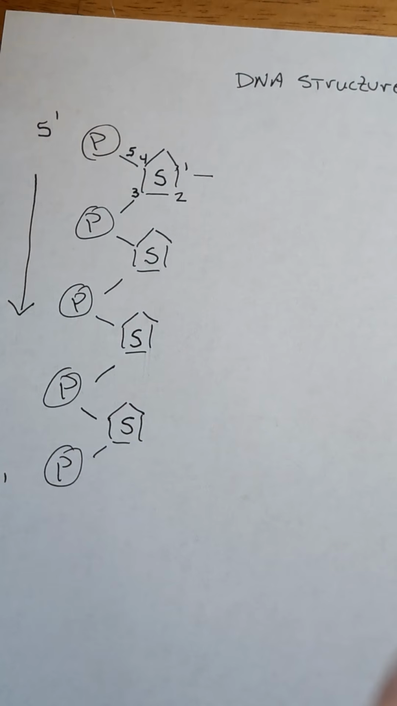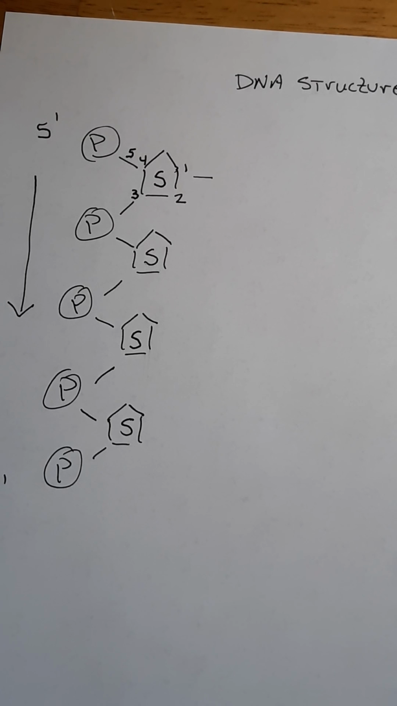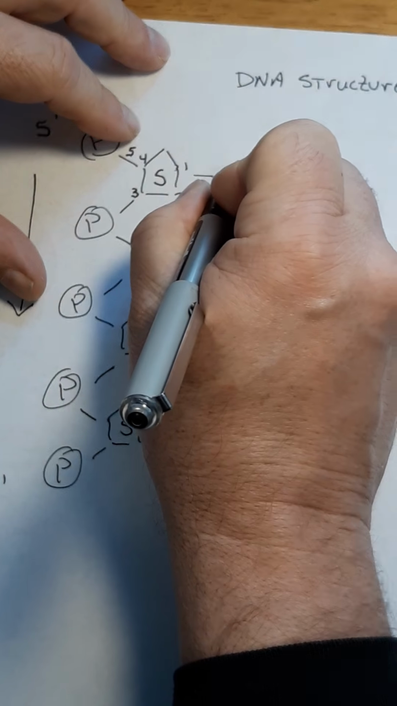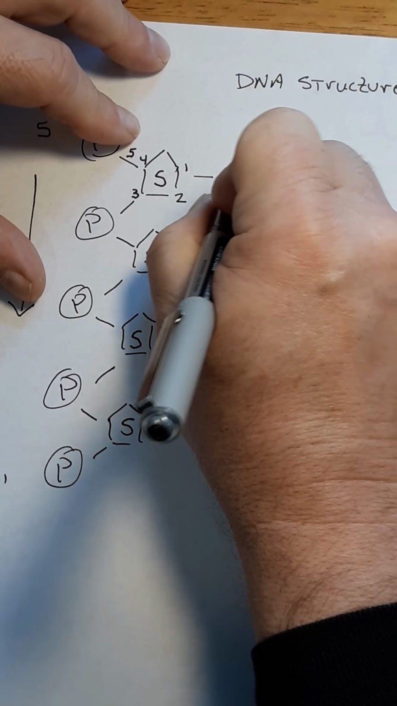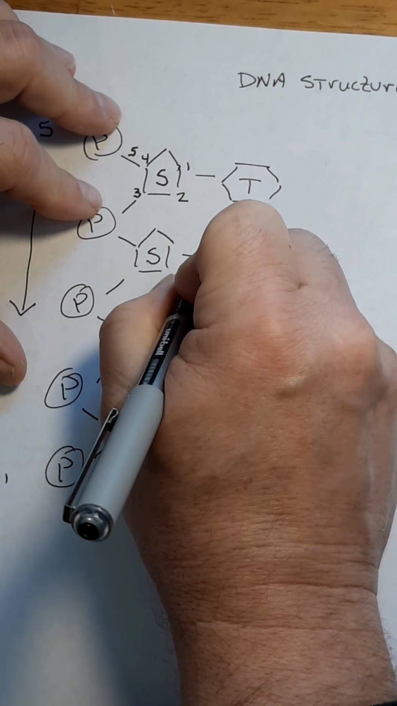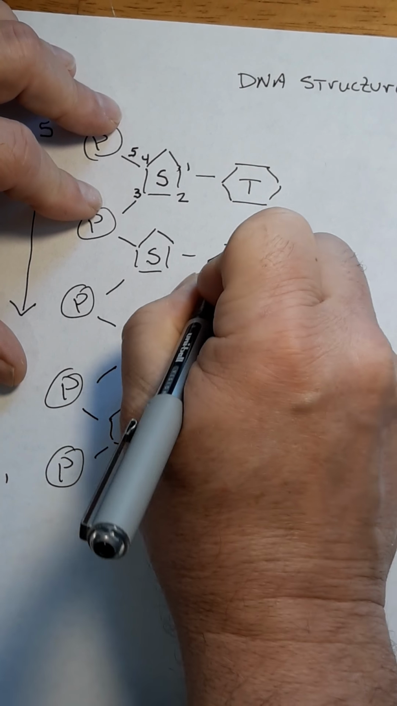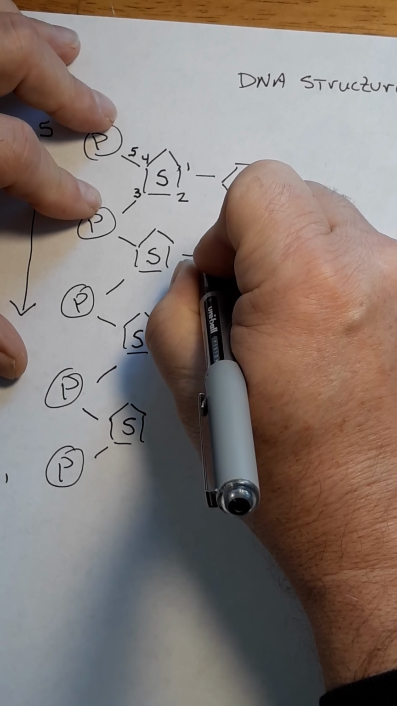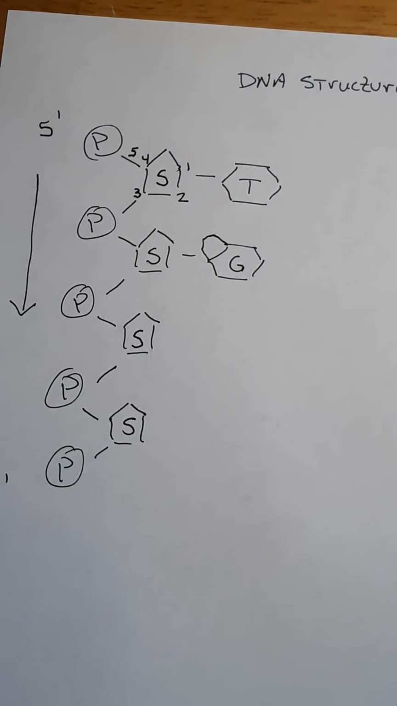Let's go ahead and draw in the nitrogen bases. That's where the information is stored. So everywhere you have a sugar, you'll need a nitrogen base. The first one is thymine. The next one that we're going to look at is guanine. Guanine is a little bit larger in that it has this additional carbon ring associated with it. And we'll talk about that here in just a minute.